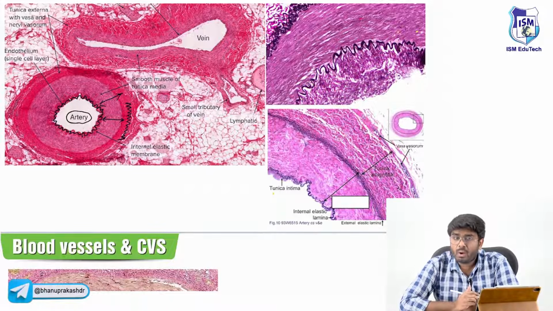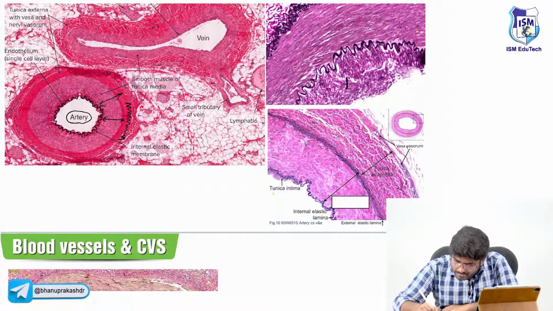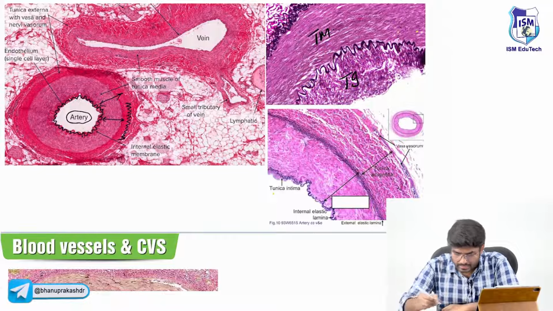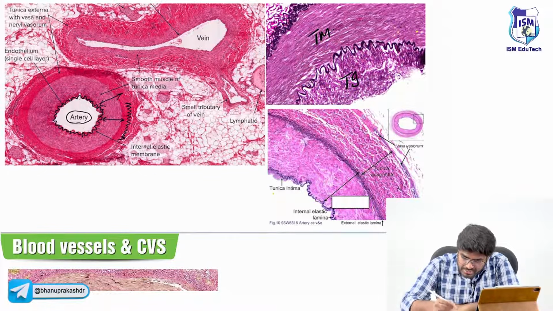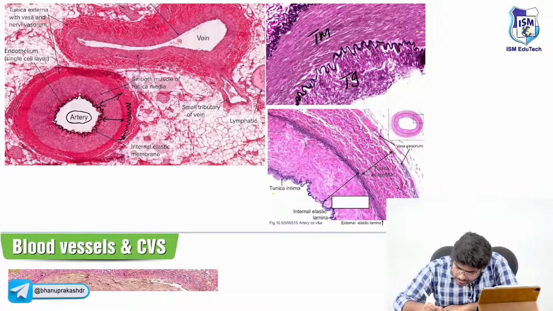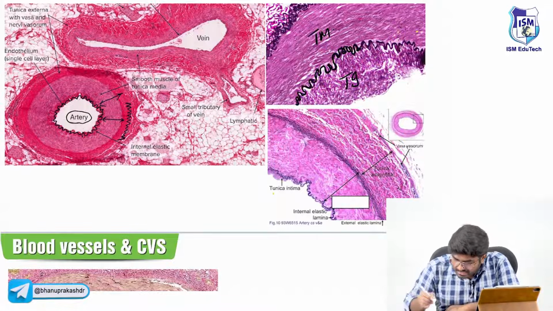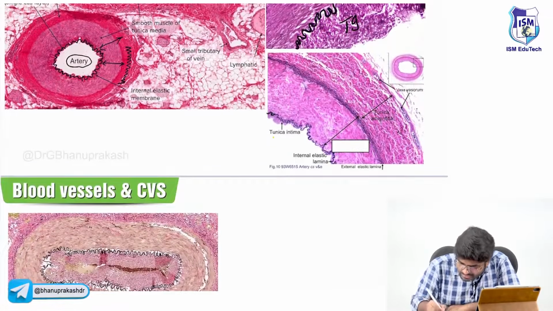Now apart from that, what else should you know? Look here, this is the tunica intima, tunica media, and here is the tunica adventitia. 3 layers are there. But have you appreciated this blue colored wavy lining present between the tunica intima and tunica media? This is called the internal elastic lamina, made of elastic fibers. Even here you can see it very clearly.